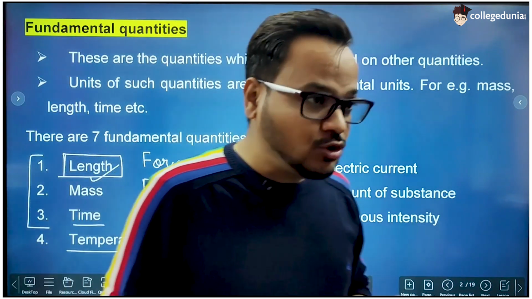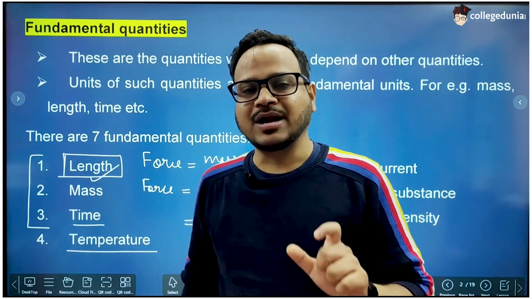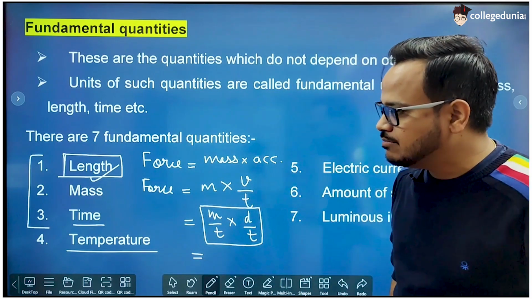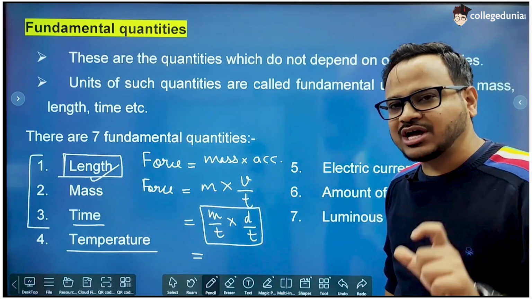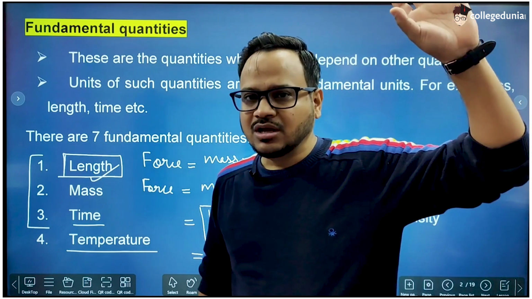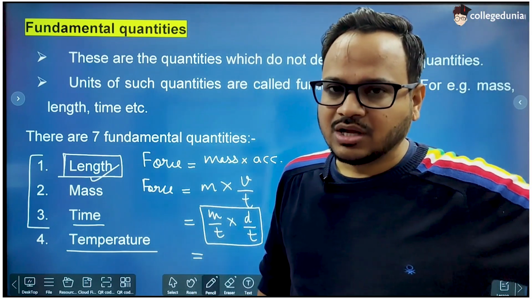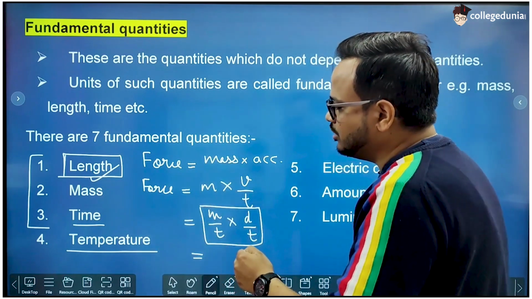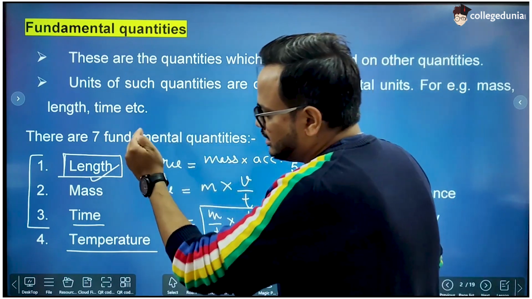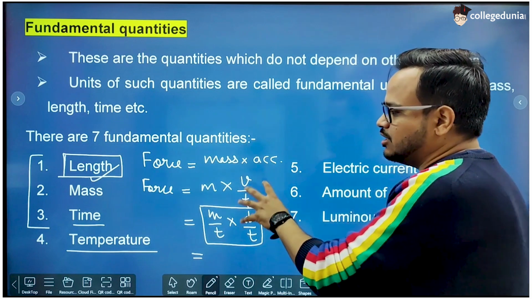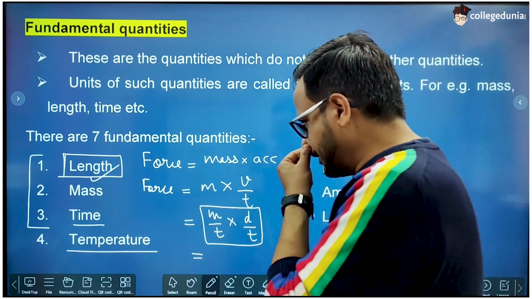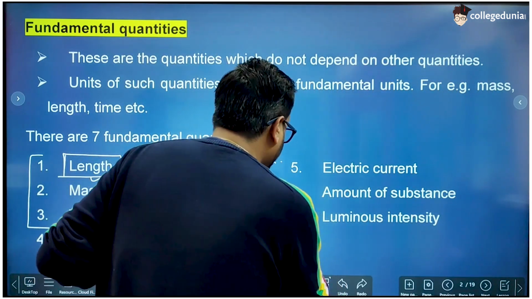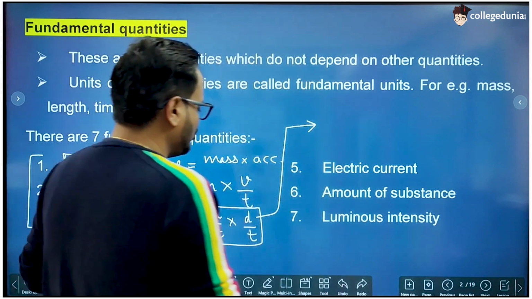Okay, so if we know that each and every quantity depends upon length, mass and time, then why do we have to decide the unit of each and every physical quantity? Let's decide the unit of only length, mass and time, and we know that the quantity depends only on length, mass and time, then we can get the unit of the quantity. For example, based on this discussion, what is the unit of force?